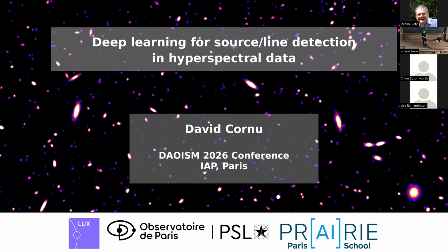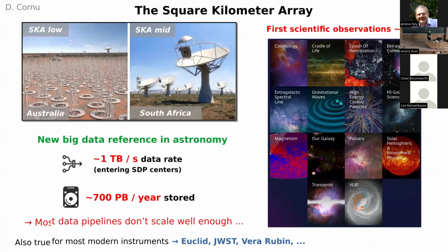So I first want to present the context of the work I will present today, which is the preparation of the Square Kilometre Array. So as you likely all know, the SKA is a set of 2 radio-interferometers currently being built in Australia and South Africa.